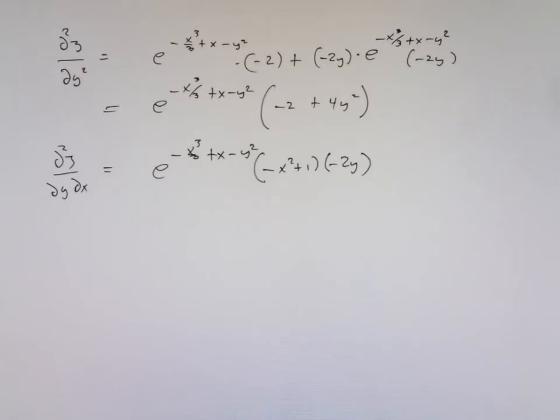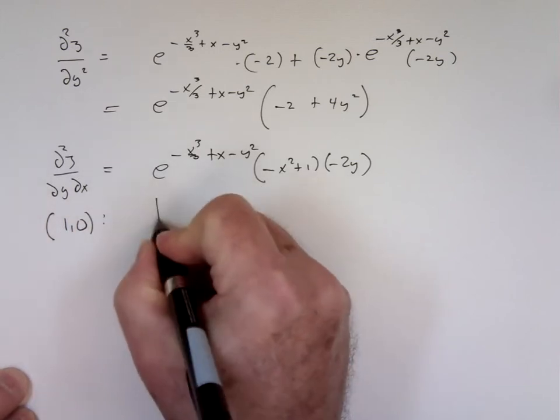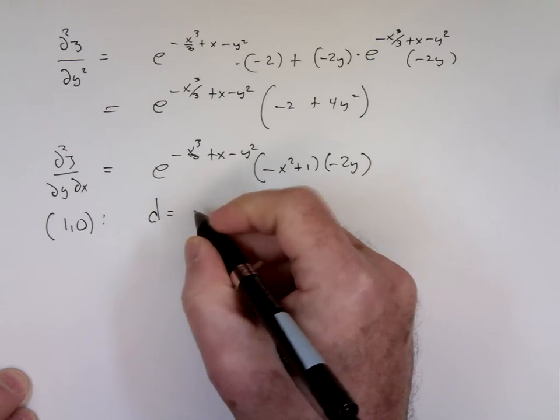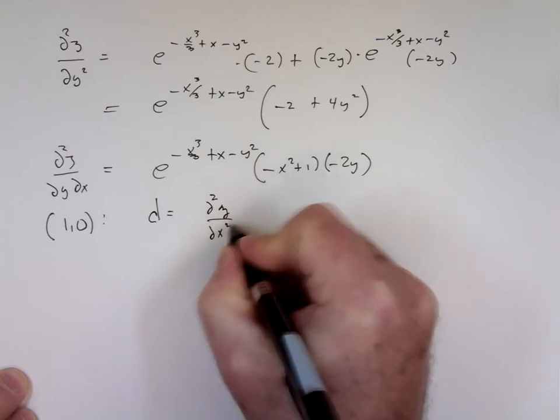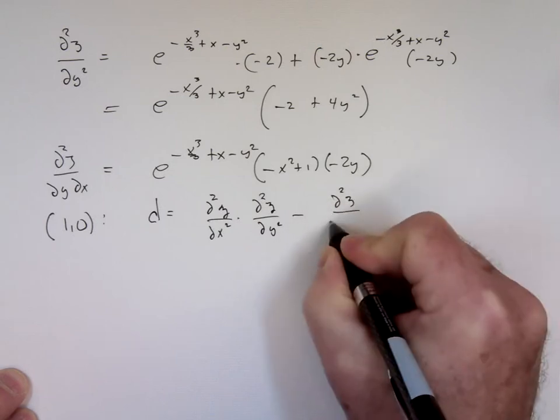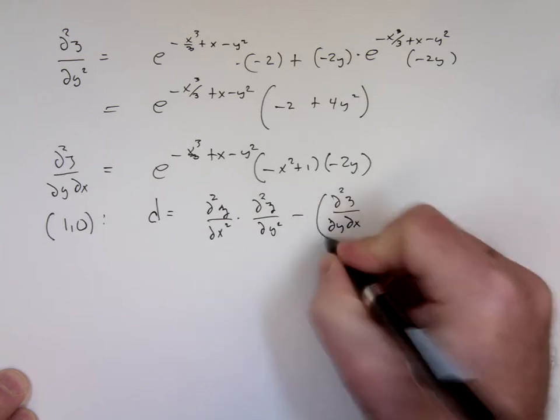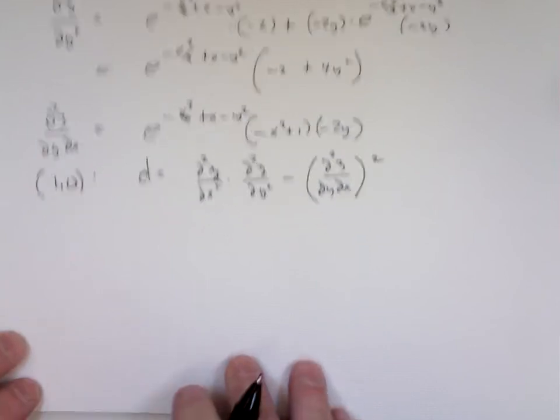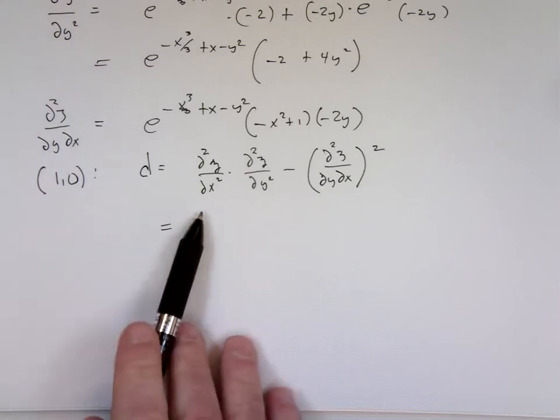Okay. Now we can test. So I've got two critical values, 1, 0. We're going to find D. D is equal to the second partial with respect to x times the second partial with respect to y, minus the mixed partial squared. That's D. Oh, boy. Now, D at the point 1, 0. Let's see what we get.